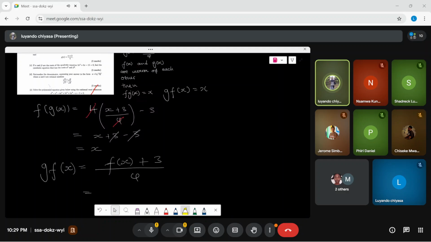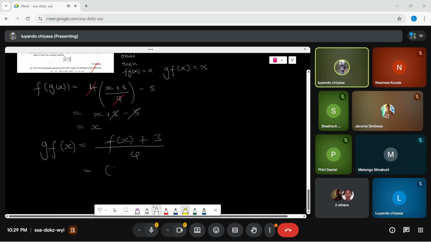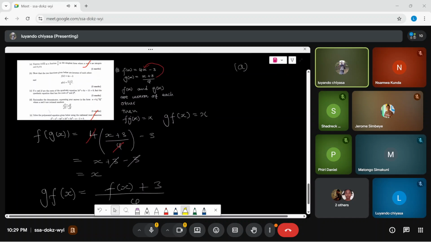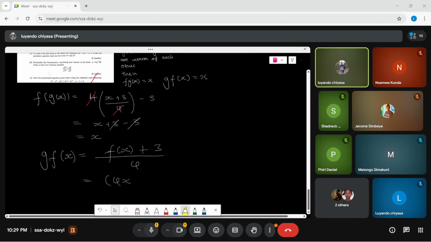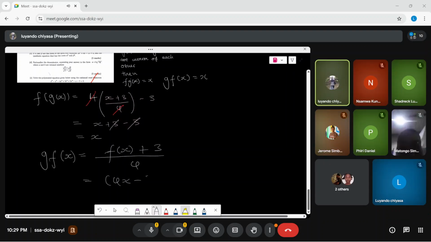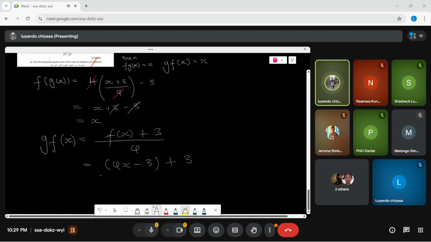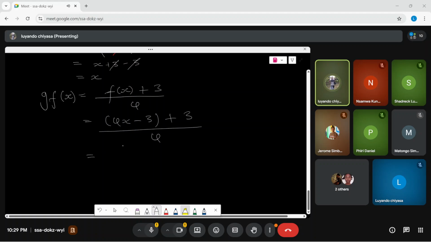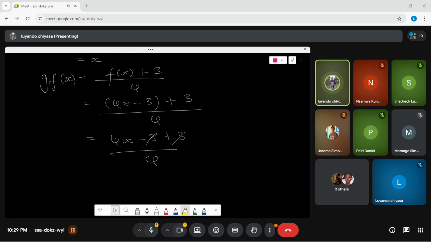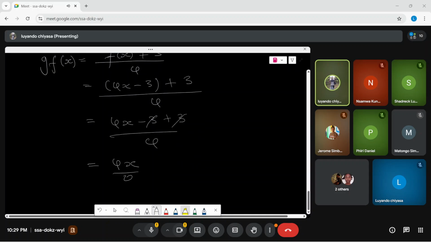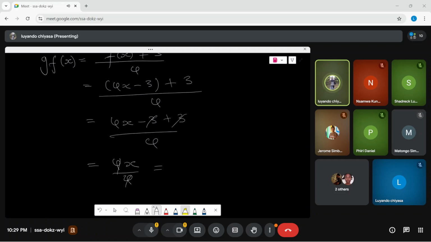f of x is 4x minus 3, and here we have plus 3 over 4. So what we're going to get will be 4x minus 3 plus 3 over 4. This one and this one will cancel. We'll have 4x over 4. This is just the same as x, right?